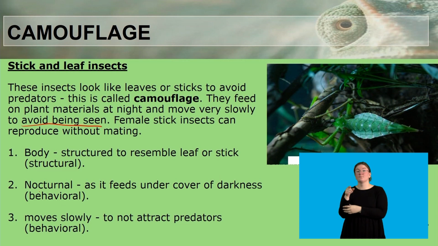It is nocturnal. This is related to how it is adapted behaviorally, as it feeds under cover of darkness, and then it also moves very slowly, so as not to attract predators. So predators could also think that it is the wind that is blowing the leaves, since this insect blends in with the tree.